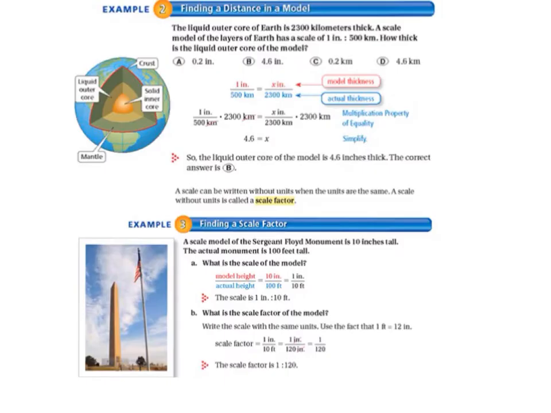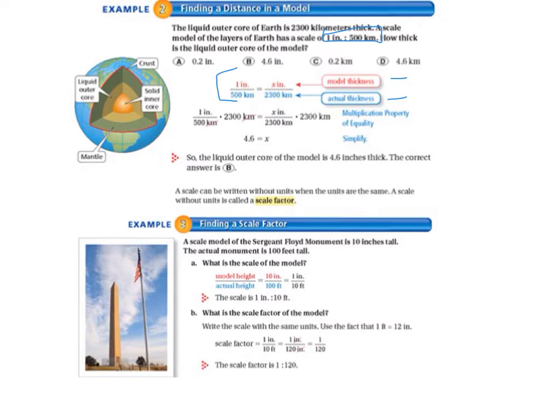We're going to move on to page 301, example 2, finding a distance in a model. The liquid outer core of Earth is 2,300 kilometers thick. A scale model of the layers of Earth has a scale of 1 inch to 500 kilometers. How thick is the liquid outer core of the model? So here is our proportion. 1 inch to 500 kilometers equals x inches to 2,300 kilometers. So we have the model thickness over the actual thickness on both sides.